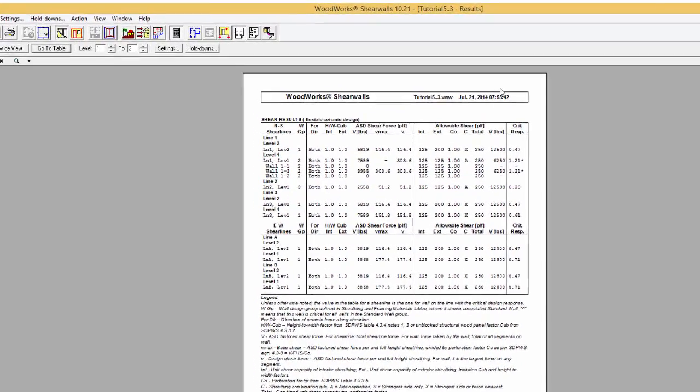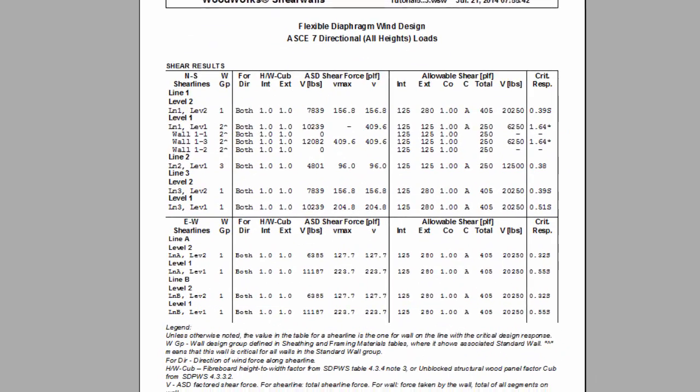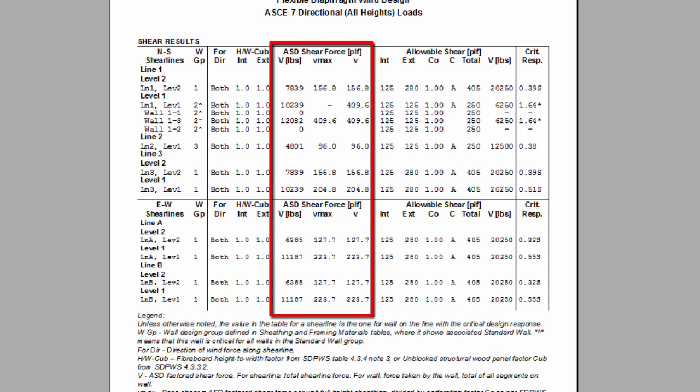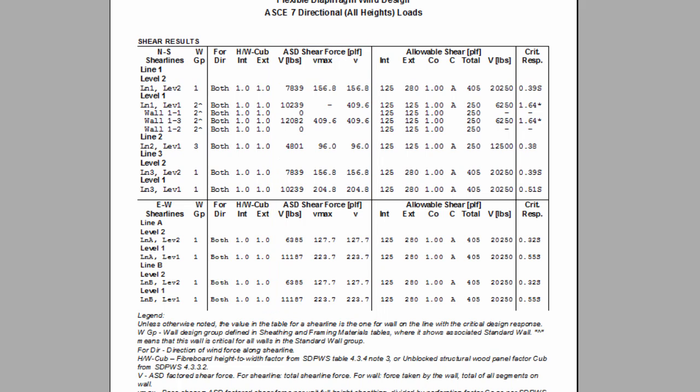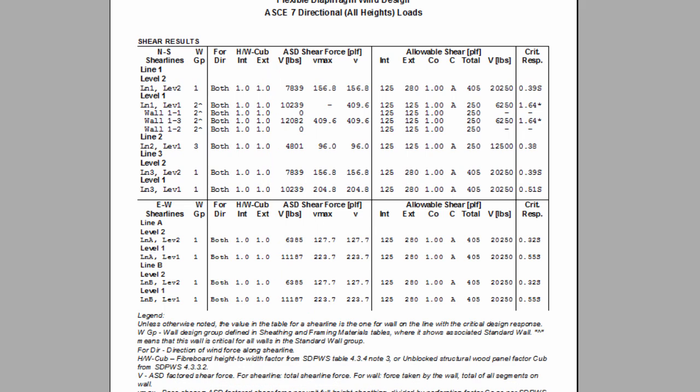Now back to the wind shear results table for flexible diaphragm design. To the right of the height to width ratio factors and unblocked structural wood factor CUB is the part of the table attributed to the description of the forces applied to the shear line, wall, or wall segment. V is a total force based on the allowable stress design. For a shear line, it is the total force applied to the shear line, and for a wall or wall segment, it is the total force applied to that wall or segment.